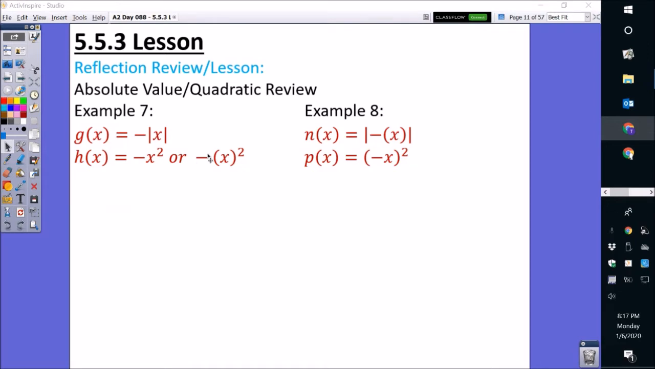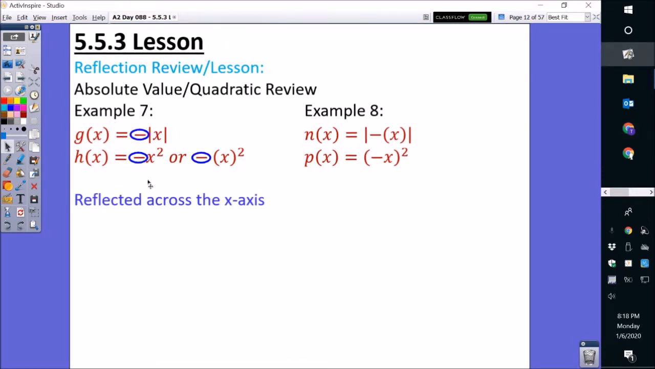So again, for reflection, you would know you have a reflection if you have the negative sign. So for g of x and h of x, they have the negative sign that's outside the function. So if the negative sign is outside the absolute value or outside the parenthesis in the front, then it's going to be reflected across the x-axis. So again, because of this negative sign that's outside in front of x, it's going to be reflected across the x-axis.